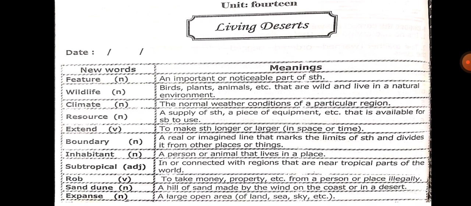Now we are going to start with our new words. The first one is called feature, an important or noticeable part of something. Wildlife, birds, plants, animals that are wild and live in a natural environment. Climate, the normal weather conditions of a particular region. Resource, a supply of something, a piece of equipment that is available for somebody to use.